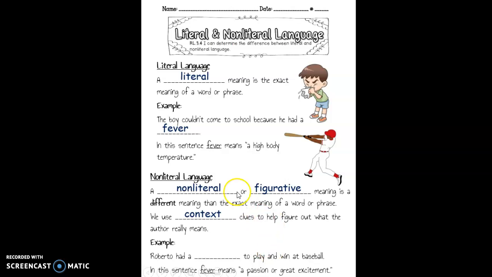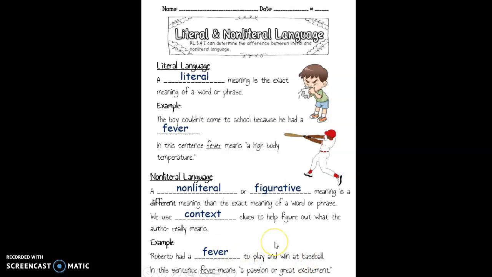Okay. Here's an example using the word fever. That's non-literal. Remember the literal sentence, the boy couldn't come to school because he had a fever. Okay, it really means he's sick. He has a fever. But look at this sentence at the bottom. Roberto had a fever to play and win at baseball.